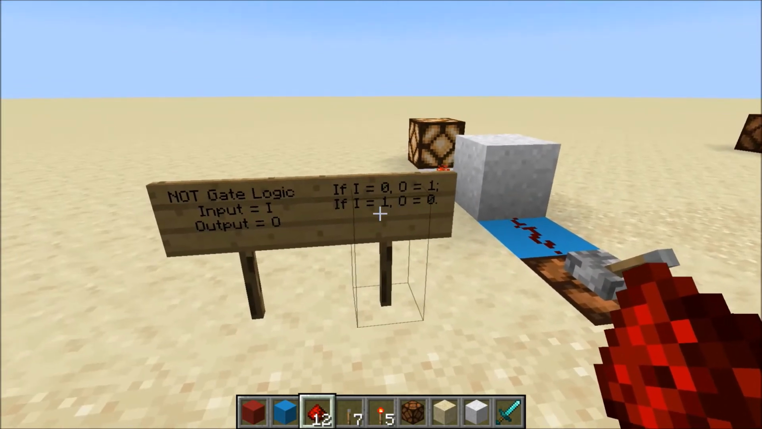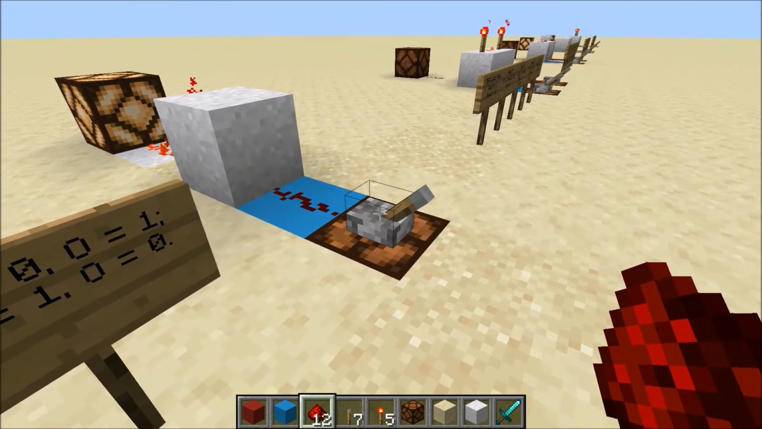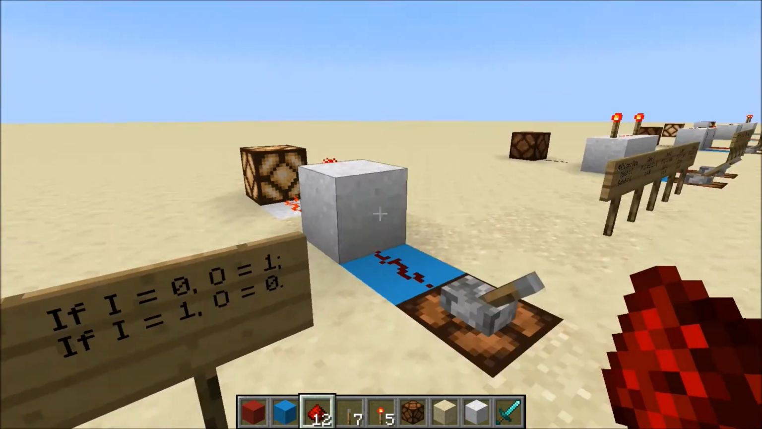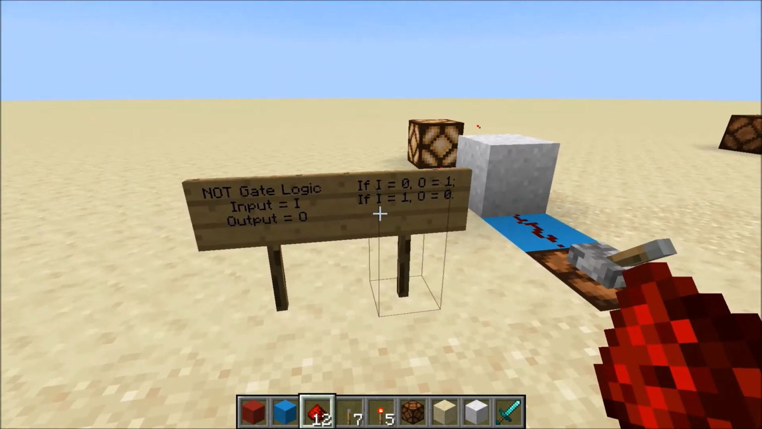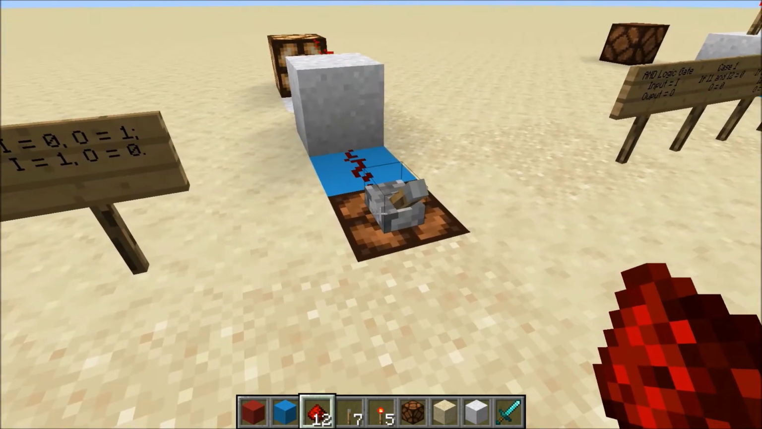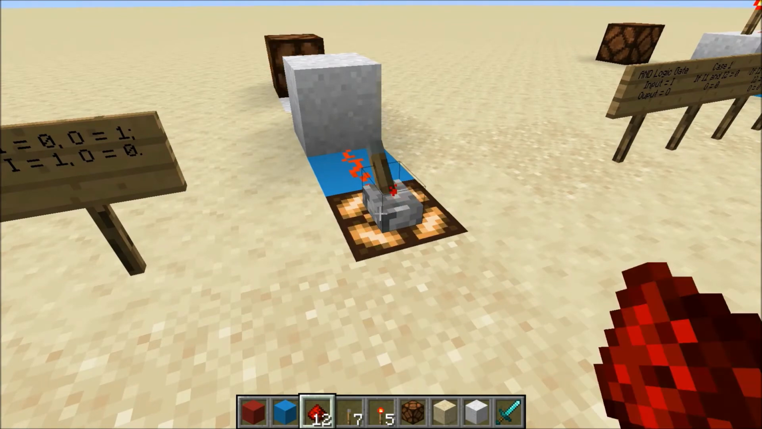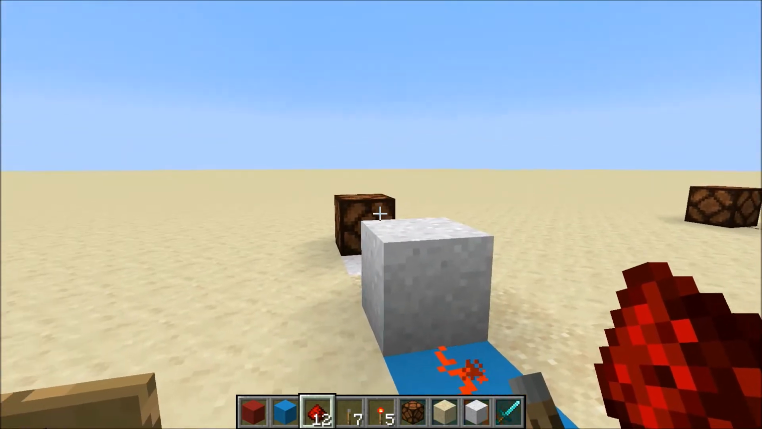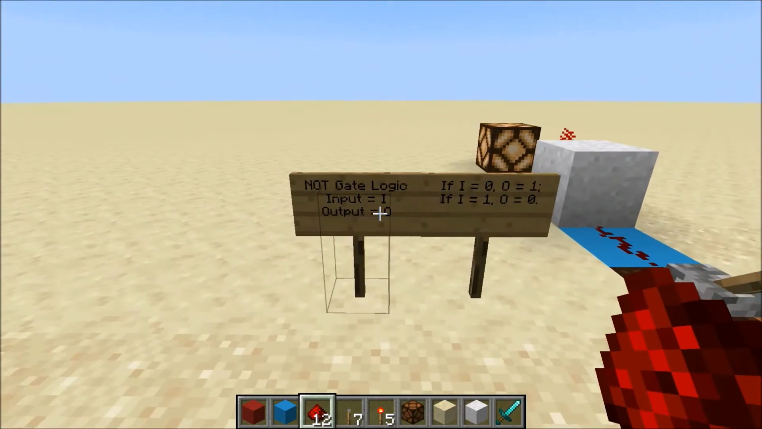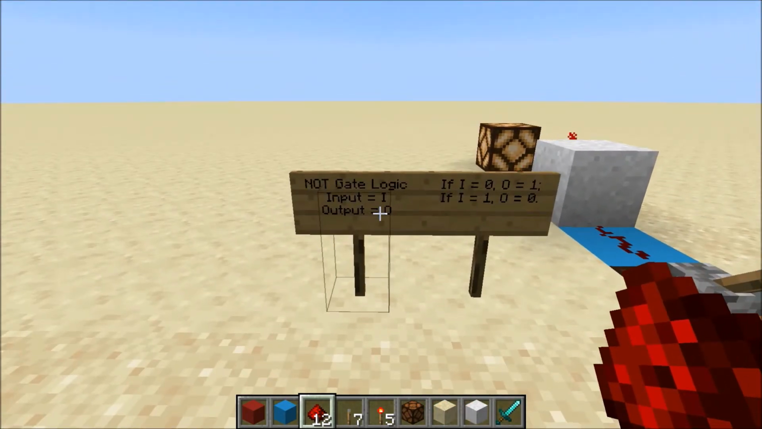So here's the case. The first case is if input equals 0, which means the lever is off, and the output will be 1, which means the light is on. Right here the input is 0 and the output is 1. The second case is if the input equals 1, which means the lever is turned on, and the output will be 0. The light is off. That is the logic of the NOT.